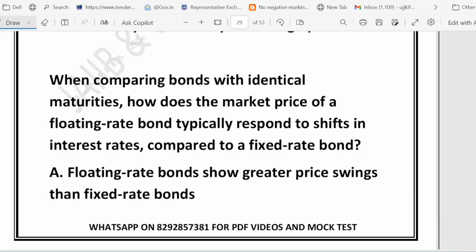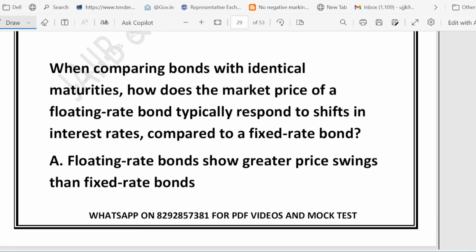Now friends, have a look at the next one. The question is asking again a question on bonds. You can see bonds is the most asked, repeated question in the examination.